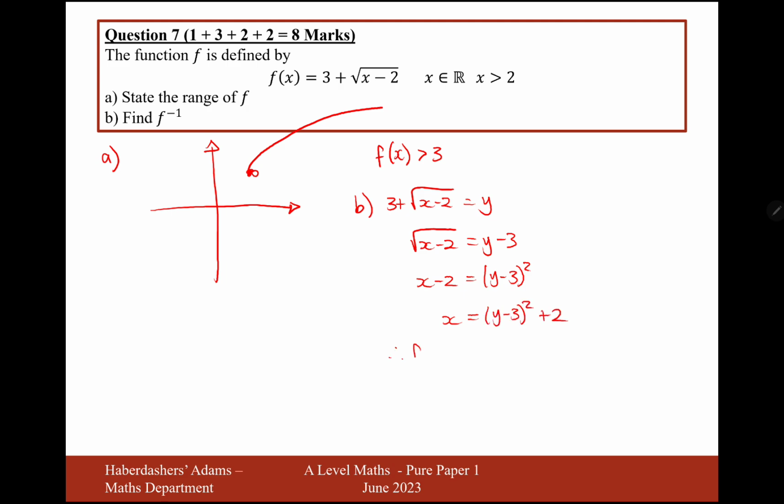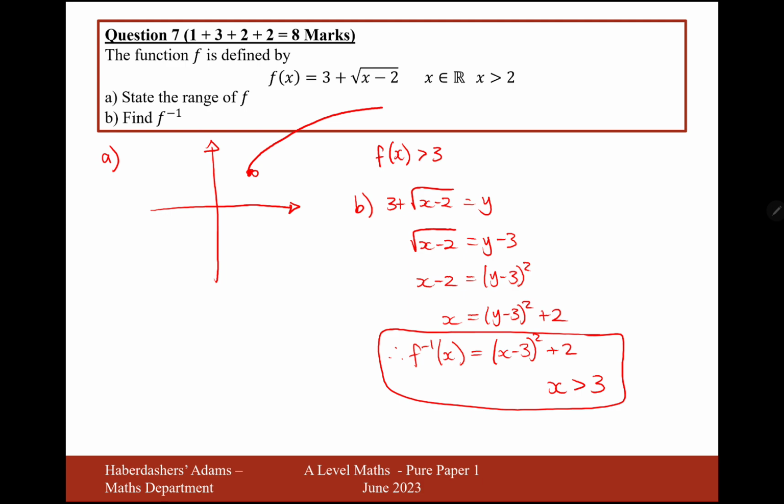So therefore the inverse function is x minus 3 squared, you replace the x with the y, plus 2. Excellent. So there we are. And the range and the domain for this function is going to be x is greater than 3 because the domain and the range swap round when you go from a function to an inverse function.